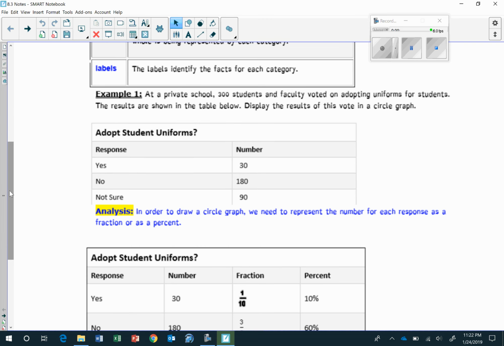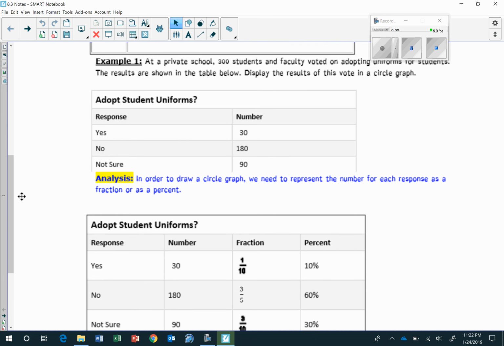At a private school, 300 students and faculty voted on adopting uniforms for students. The results are shown in the table below. When they asked if people wanted uniforms, 30 said yes, 180 said no, and 90 said they weren't sure. In order to draw a circle graph, we need to represent the number for each response as a fraction or a percent.